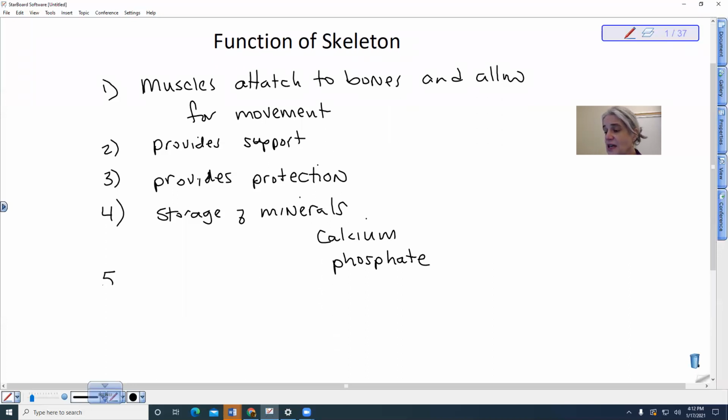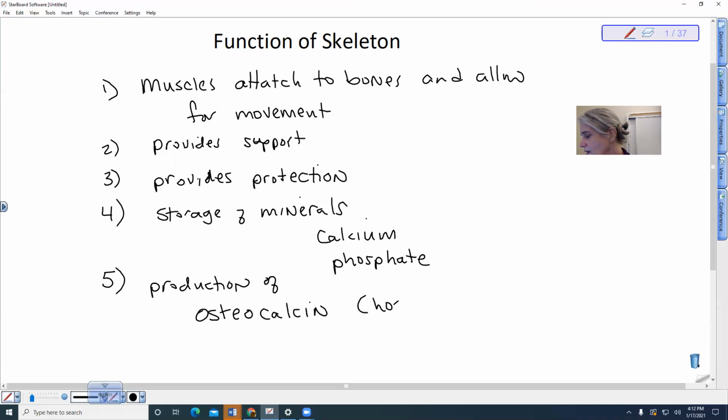The fifth one is kind of interesting. We actually discovered in the 1970s that there are hormones that are produced by the bone. And this production of osteocalcin. So this is an example of a hormone. We generally do not think of our skeletal system as an endocrine system producing hormones, but it does. The bones do produce hormones.